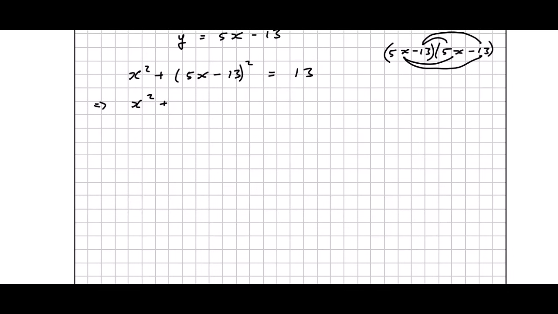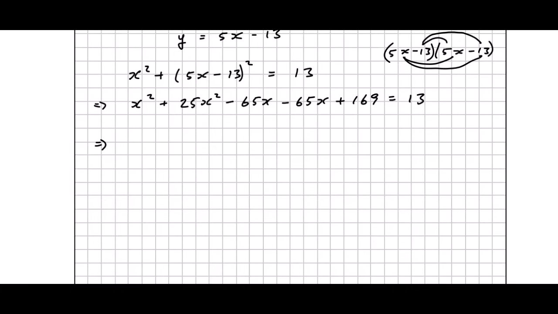So let me just do that out in my head here. You get 5 5's, 25x squared, and then you've got 5x times 13, which is minus 65x. You've got minus 13 times 5x, so again that's another minus 65x. And then you've got minus 13 times minus 13, that's plus 169, that's equal to 13.